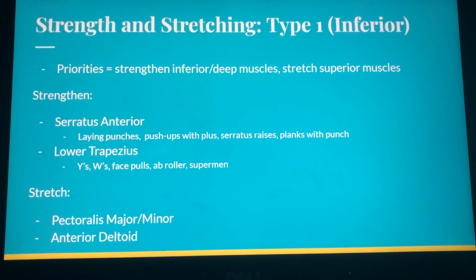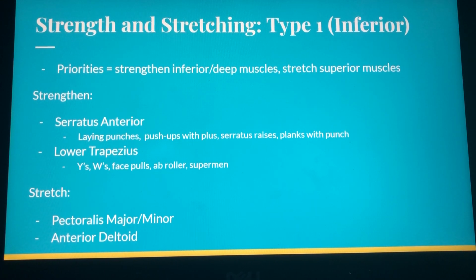Moving on to the more typical rehab, the strength and stretching. There's 3 types, like Carly just probably mentioned in her video. The first type of scapular dyskinesis would be the inferior angle prominence. So the priorities when you're having this are to strengthen the inferior deep muscles, which will act to pull the inferior angle towards the body and downward, and to stretch the superior muscles, which will release the tension, and the lever on the scapula that's pulling it up will be released, so it will slide back down.